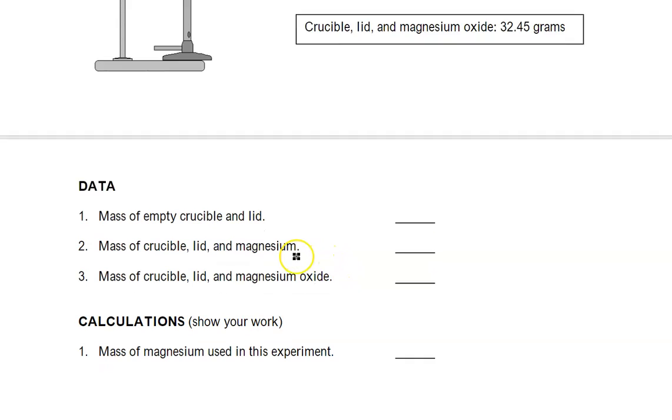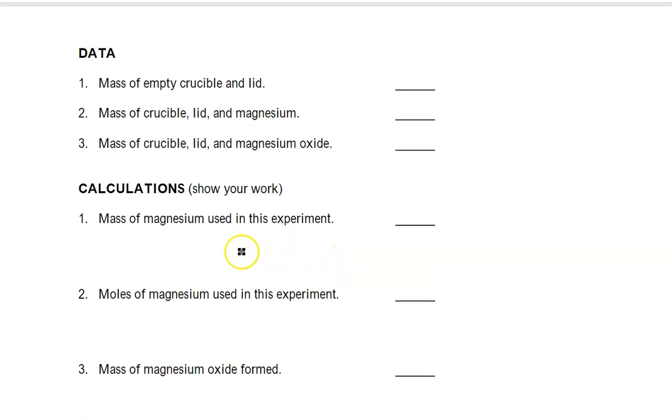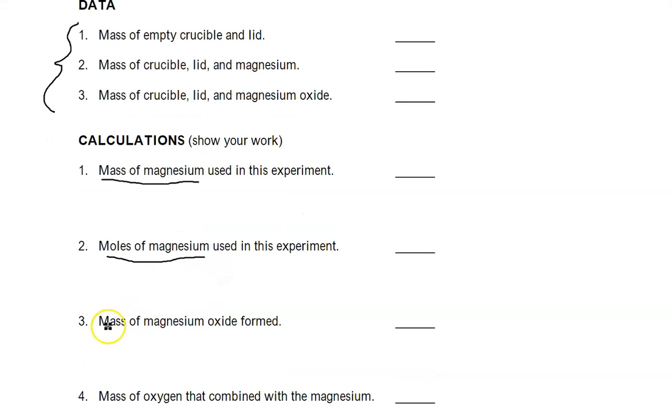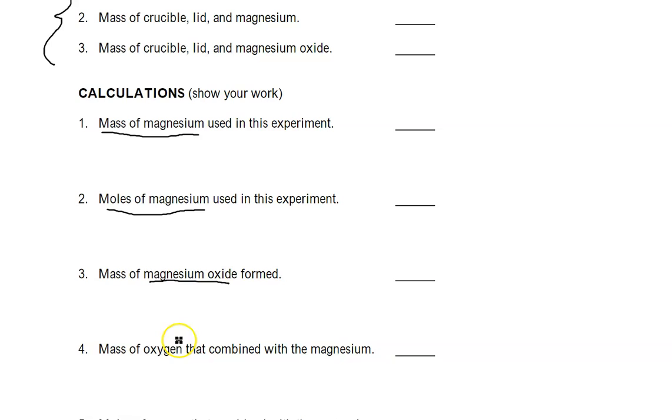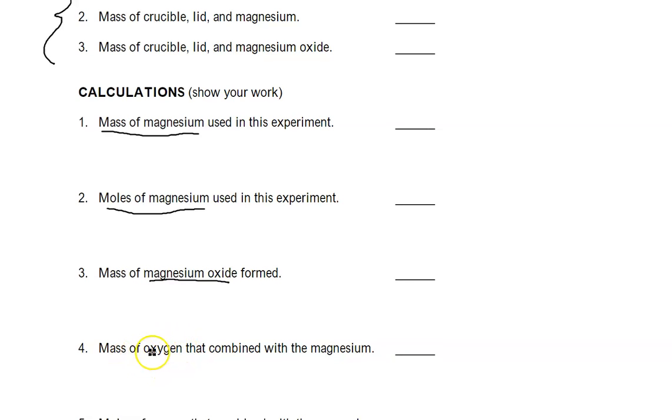So what you want to do is go through the calculations and show your work. Show some work here to get credit. Determine the mass of magnesium used, from these 3 data points. Convert that to moles of magnesium, simple mole conversion. Find the mass of magnesium oxide that's formed. So you've got to do some subtraction here. And then find the mass of oxygen that combined with the magnesium.